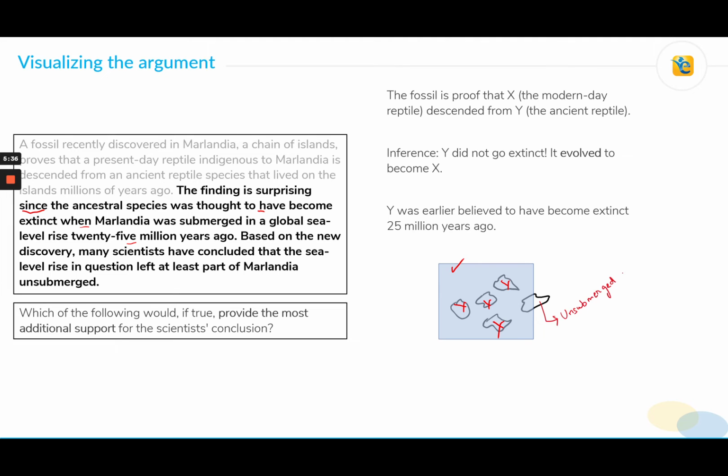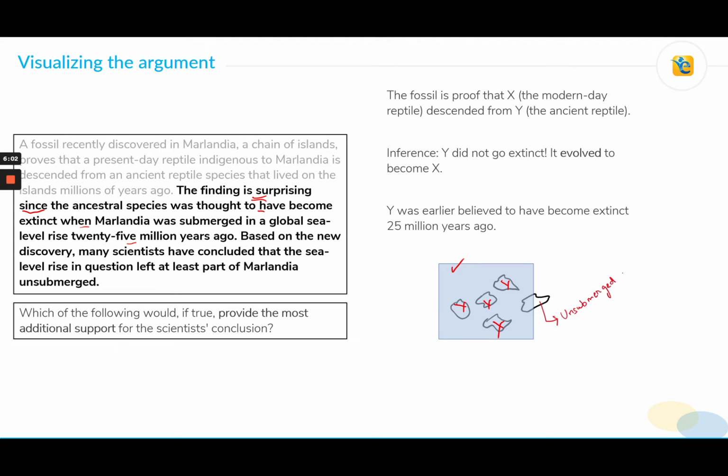Now you can see why the finding is actually surprising, because it tells us that the species did not actually go extinct, it somehow survived. Eventually it evolved over a period of time to become X. So this particular fossil refutes the earlier belief that Y went extinct 25 million years ago, when the sea level rose. So far so good. Now let's move to the conclusion.